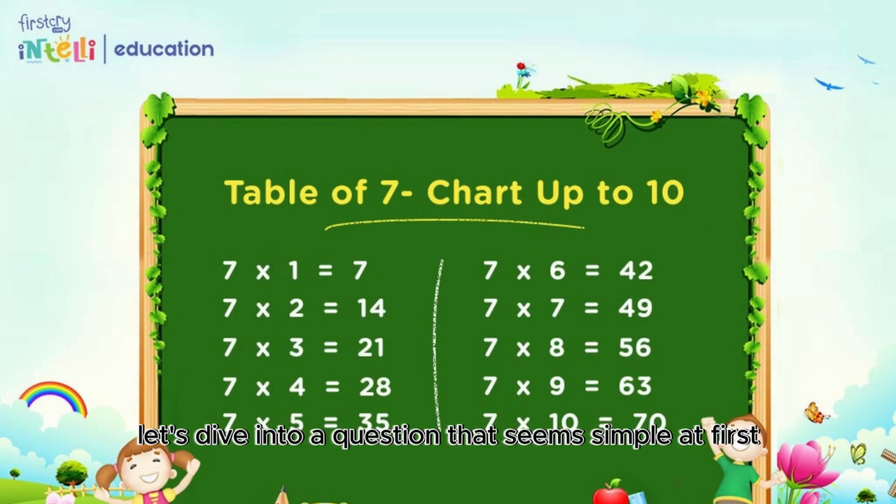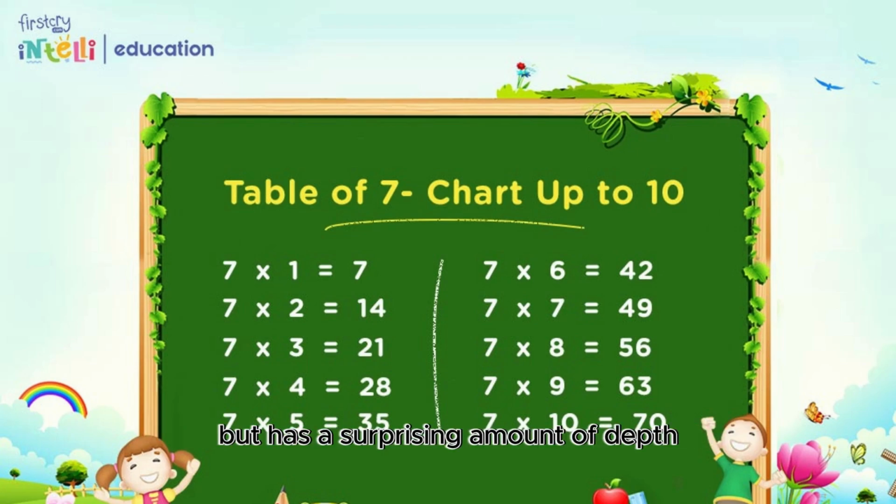Let's dive into a question that seems simple at first but has a surprising amount of depth when you explore it. What is 7 times 8? The answer, of course, is 56, but there's so much more to discuss when we unpack this seemingly straightforward multiplication.